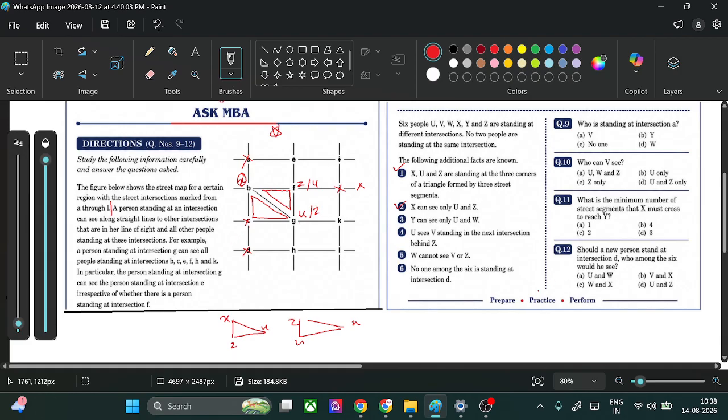Let's go for the third point. Y can see only U and W. Alright. Now we need to place Y in such a way that Y can see only U and W. So in this case, Y I need to put over here at the place of K, and in that case, this would be Z at the F position, and this has to be U in order to fulfill the third point. So now Y can see only U, so this is perfect, and W.